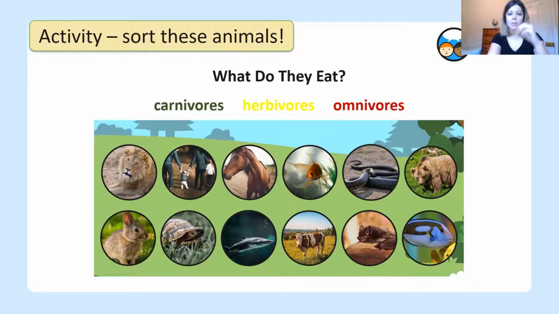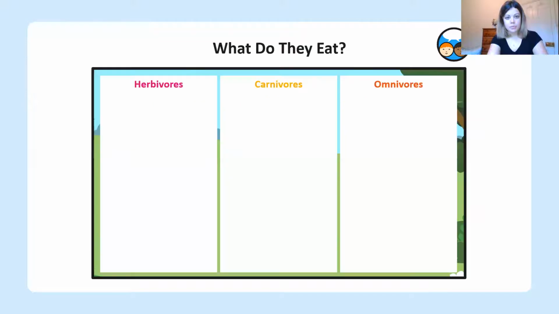Okay, so let's go back to our slide. Let's see if we can spot any carnivores. So these are animals that only eat meat. Is our lion a carnivore? What about our goldfish? A carnivore? Does it eat meat? Does it eat other fish? Does it eat fish eggs? Or maybe it eats both. Maybe it's an omnivore. Let's find out.